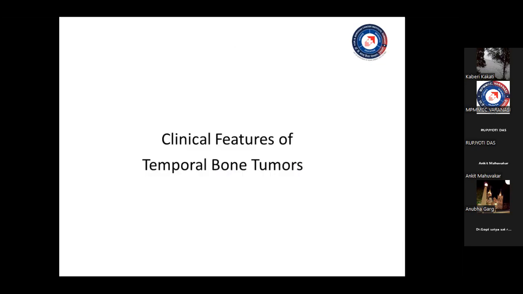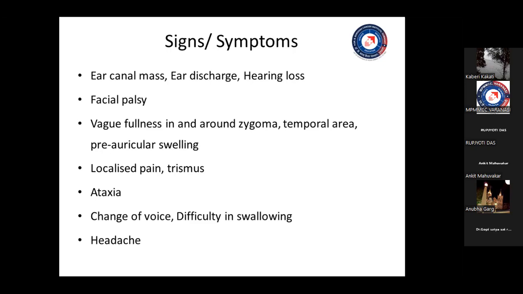So coming to the clinical features of temporal bone tumors, the earlier symptoms are quite rare and vague, like ear discharge or hearing loss, and hence presentation at an advanced stage is not a very uncommon phenomenon in temporal bone tumors. They can also present with an ear canal mass, facial palsies, vague fullness in and around the zygoma, the temporal area, and preauricular swelling. Advanced tumors can present with localized pain, trismus, ataxia, change of voice due to nerve palsies, lower cranial nerve palsies, difficulty in swallowing, or headache.